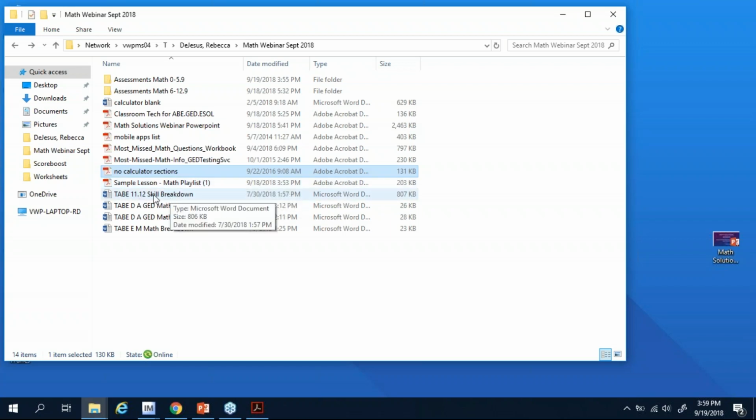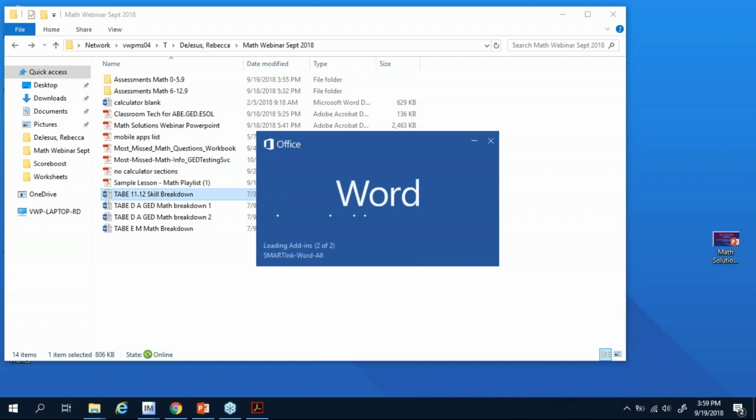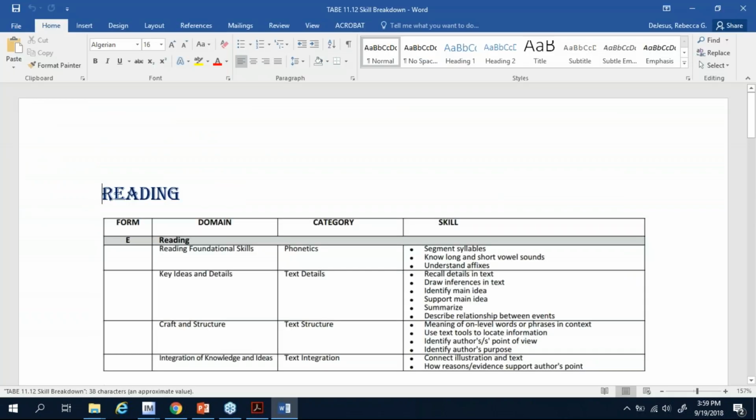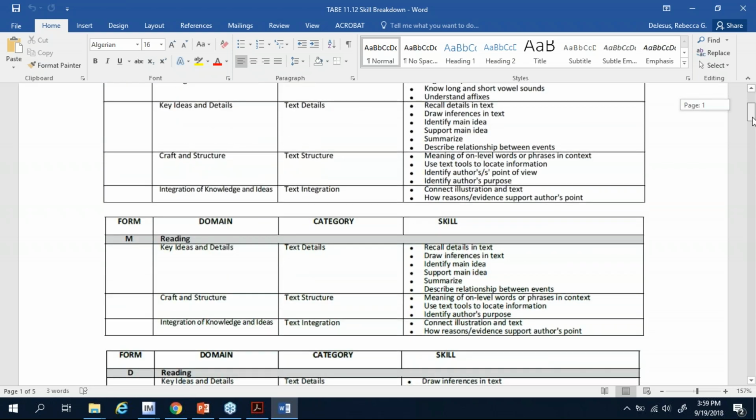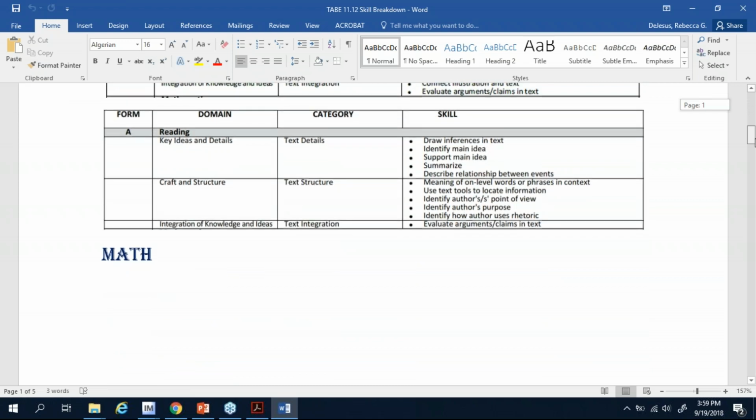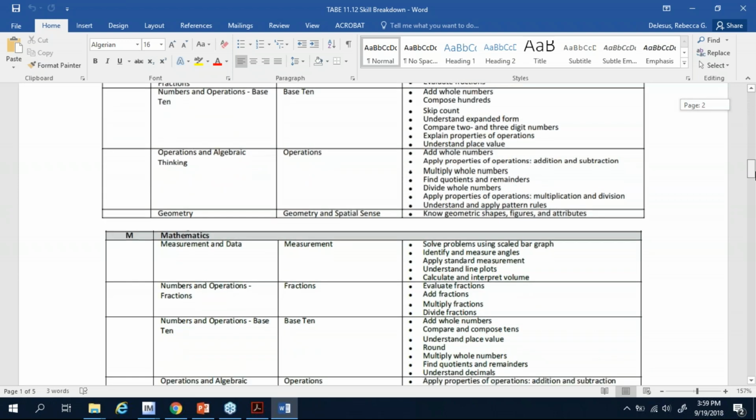Here I have a TABE 11 and 12 skill breakdown. So for those of you that are not using the TABE test, if you're working with a school, you probably are, but if you're working as a tutor, you might not be working with students that are getting tested. But the TABE is a test of adult basic education, and it is what we use for adult students that are interested in the GED classes as a pretest and as a progression test. But this has a big breakdown of everything that's on the reading, math, and language test of the TABE.